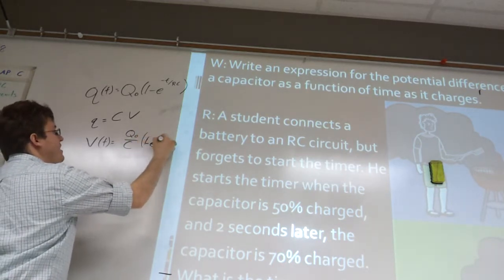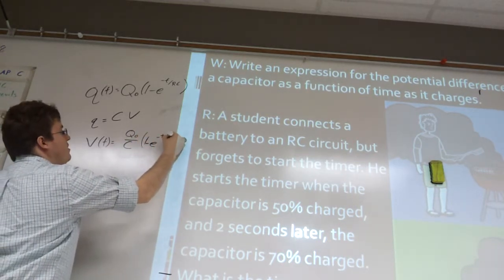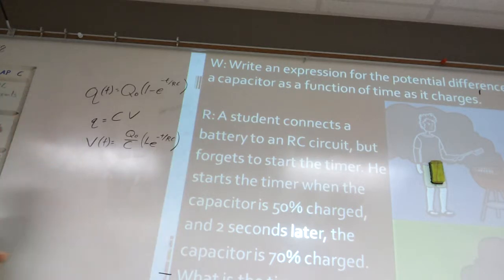V equals V naught times 1 minus e to the negative t over RC. So there it is, that's all it is. Easy one, right? This is what we need so we can boost our confidence. Okay. Well, confidence boosted. Now let's try the next one.